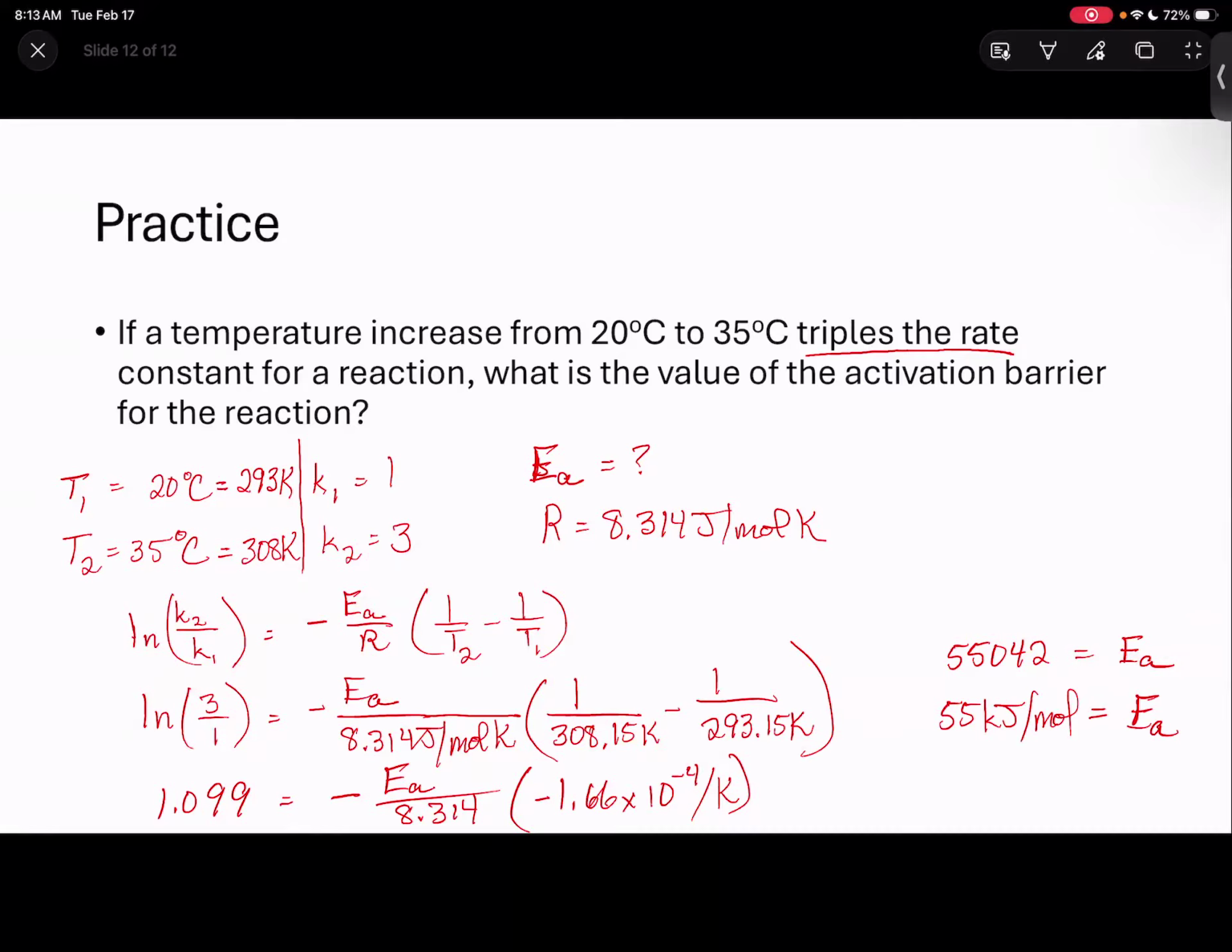Basically, to get there, I took the 1.099, divided it by the 1.66 times 10 to the minus 4, and then multiplied by 8.314. That's how I got the 55,042 joules, and that's joules per mole. And so then I converted it into kilojoules. Questions?